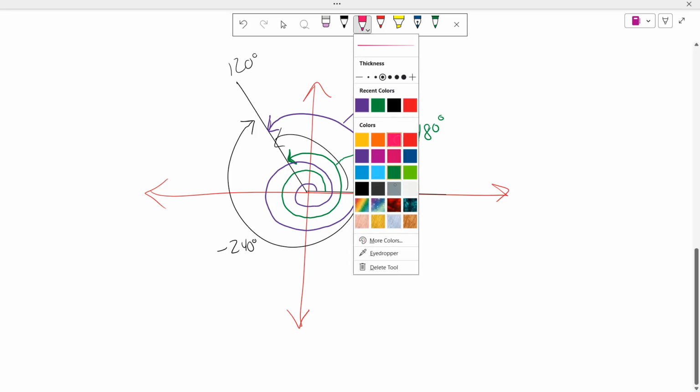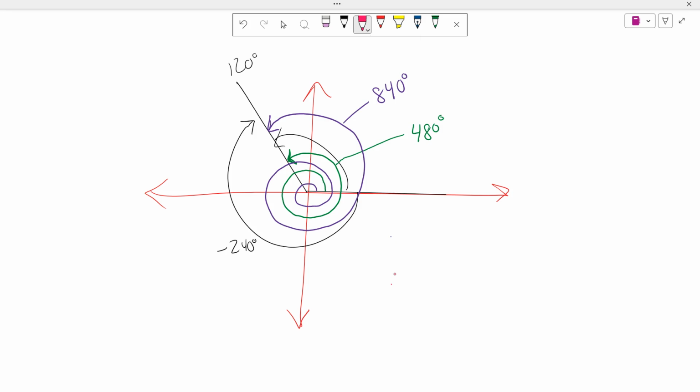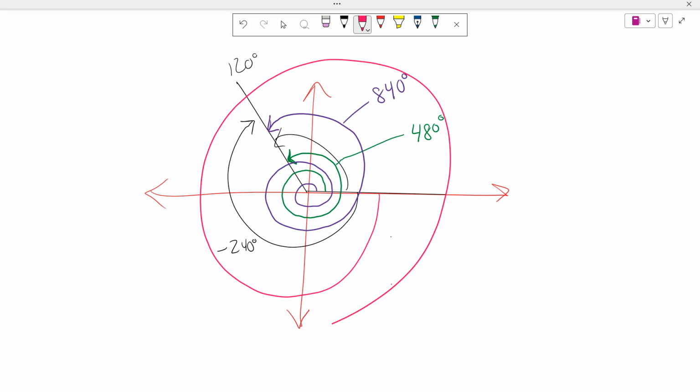Let's pick another color. Let's go hot pink here. Hot pink went clockwise all the way around, and then all the way around again to the 120. How far did hot pink go?